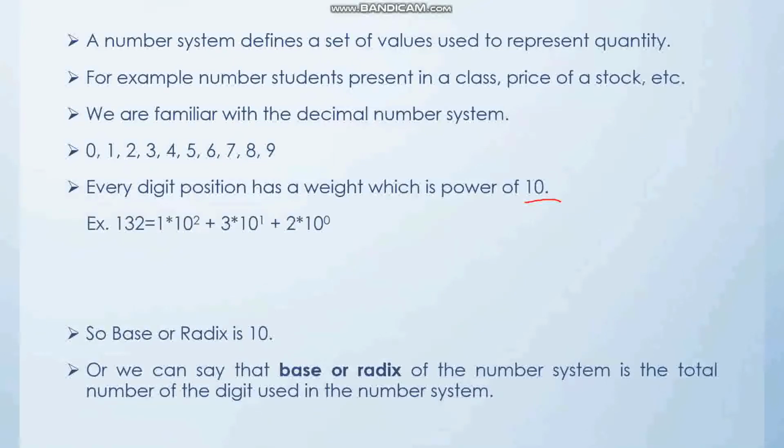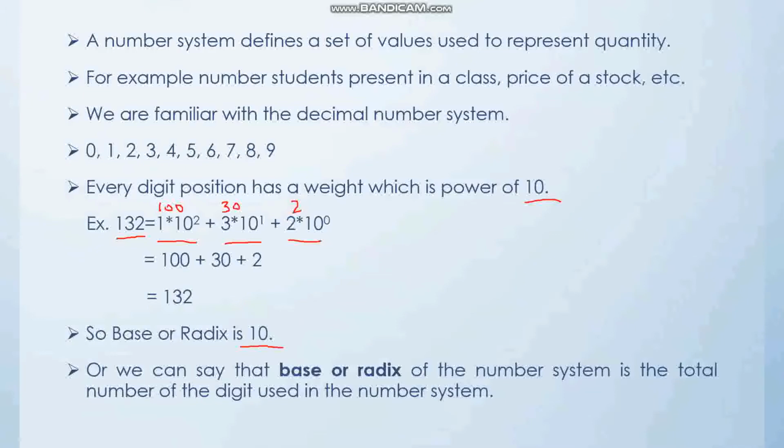If I want to represent 132, how will I write it? 2 multiplied by 10 raised to the power 0, 3 multiplied by 10 raised to the power 1, and 1 multiplied by 10 raised to the power 2. So this is 100, this is 30, and this is 2. Once I add these three values, I get 132.